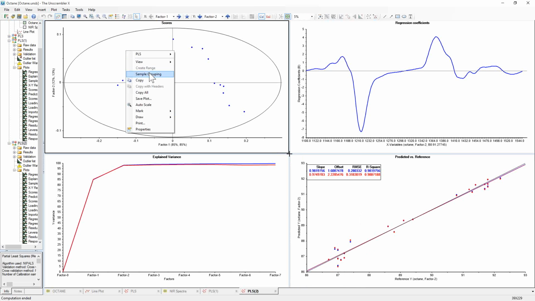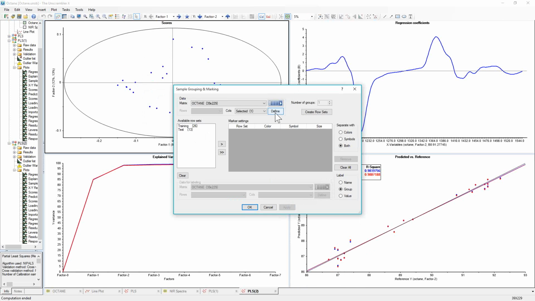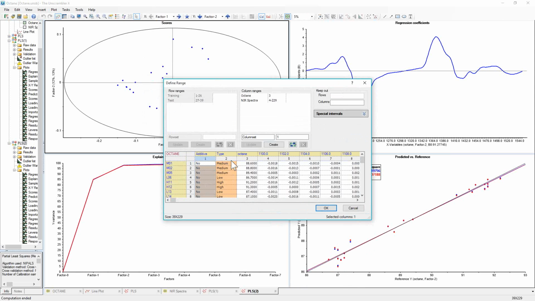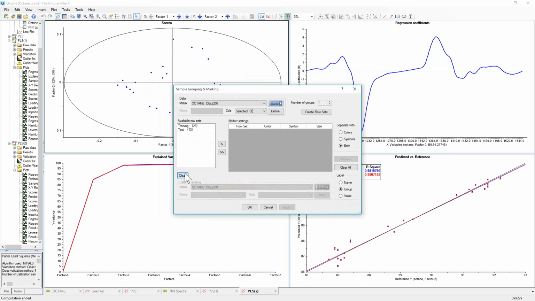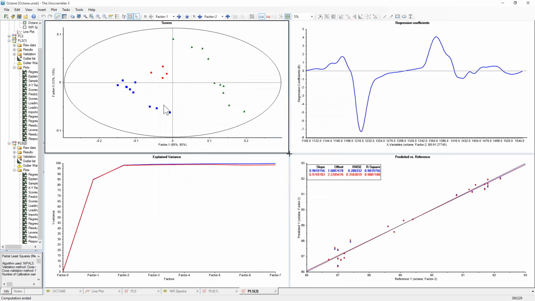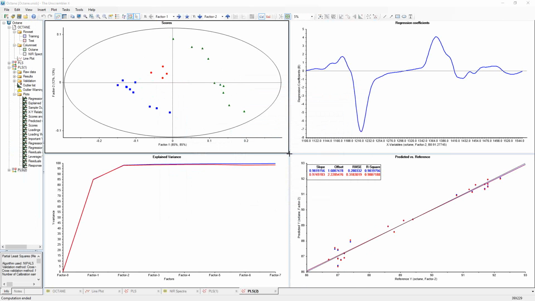We can take a look at our scores plot too. If I right-click and do a sample grouping based off of our types, so this is going to be our low, medium, and high octanes, and create row sets, we can see that there is a nice little pattern between our two factors where our low values move towards our high values. That's just a little bit of confirmation that that's what's going on. So let's go back to our slides.